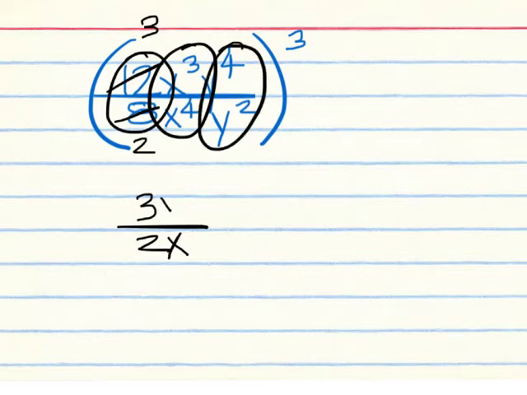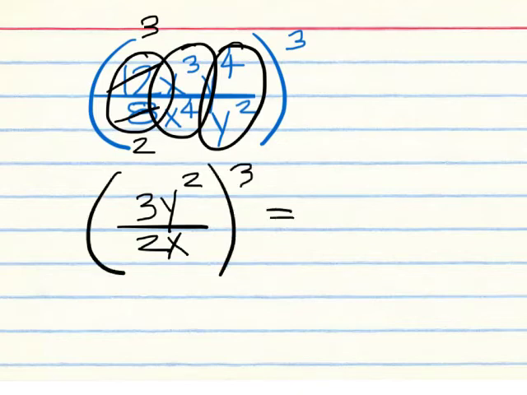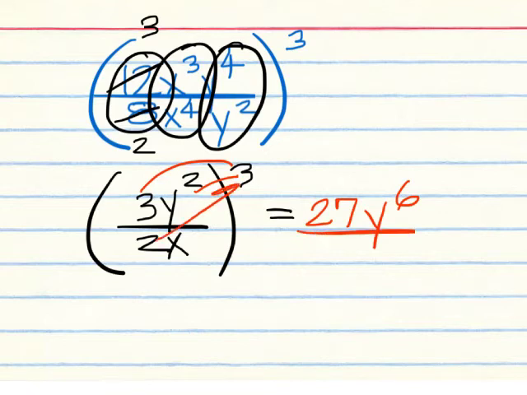For the y's, the largest one is on the top. Subtract the exponents and get 2. Now you need everything to the third power. 3 to the third power is 27. Then y to the second to the third, multiply the exponents to get y to the sixth. On the bottom, 2 to the third power is 8. And then x to the third power is simply x to the third.